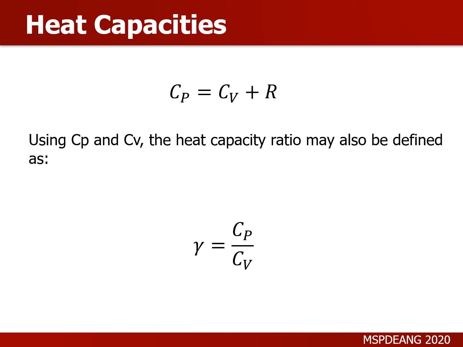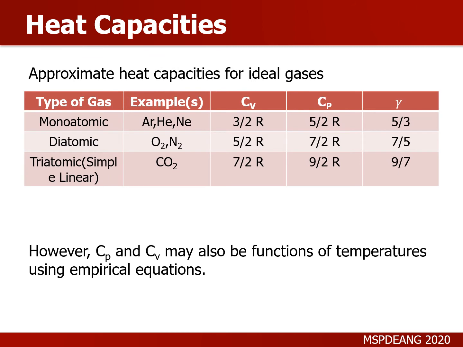Now, for ideal gases, the values of Cp and Cv can be tabulated for simple fluids, assuming they're not functions of temperature. So as such, the approximate heat capacities for ideal gases at usually a standard state, standard temperature, are the following. For monoatomic gases, for example argon, helium, neon, these are your noble gases, Cv is 3/2 R, Cp is 5/2 R, and gamma is 5/3. For diatomic gases, O2 and N2, for example, and air mostly, Cv is 5/2 R, Cp is 7/2 R, and gamma is 7/5.